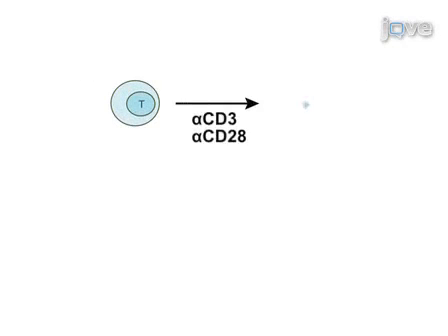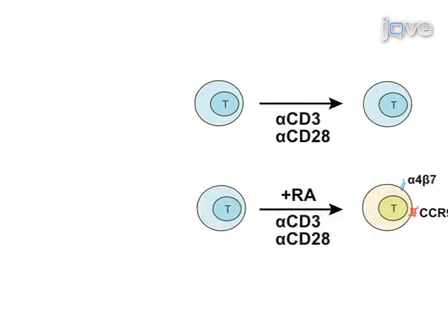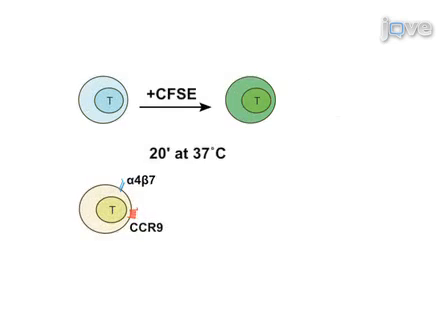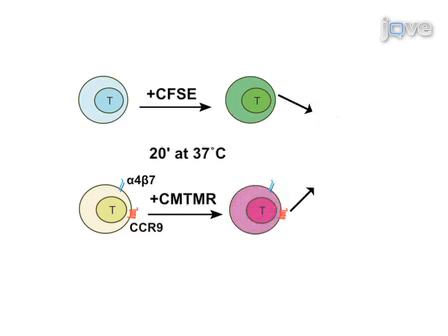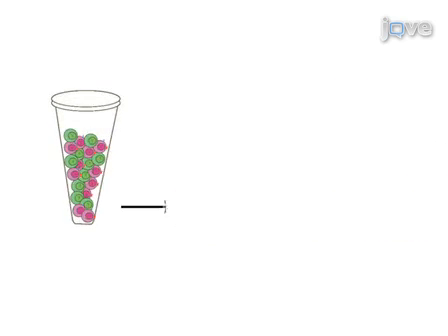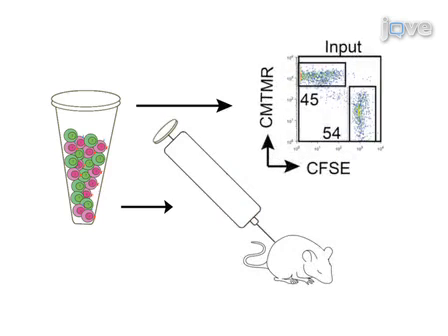First, gut-tropic and control effector T cells must be generated in vitro. Next, the experimental and control T cells must be labeled with differential dyes and mixed in a 1:1 ratio. Then the cell mixture, except for a small aliquot used for confirming the input ratio, is injected into the recipient mouse.